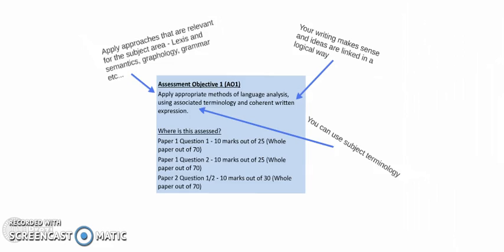If we're using associated terminology, it's about using, do you know the labels? Can you use subject terminology often and accurately? And then finally, in coherent written expression, so when you write, do your ideas make sense, and are they linked in a logical way? So that is assessment objective 1.